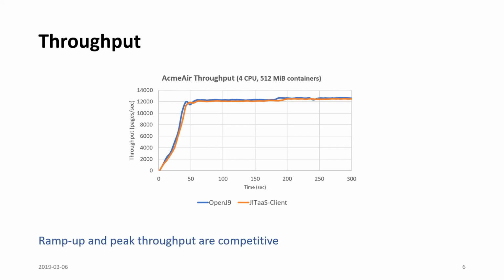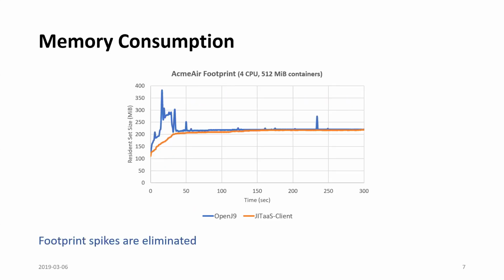I would like to stress that the JIT as a service solution does not preclude us from using other technologies like in-process compilation or AOT. So in our view, JIT as a service should work in conjunction with these other technologies to provide the best behavior for any scenario possible. So look at the memory consumption. OpenJ9 has big spikes in the beginning due to the compilation, while for JIT as a service, those spikes are completely gone, and this is a very good result.